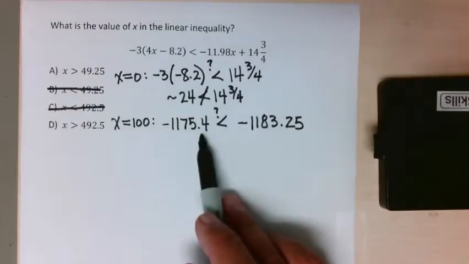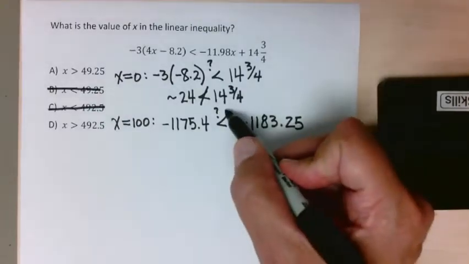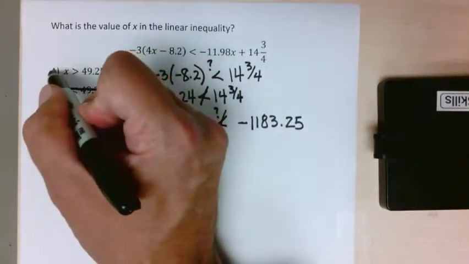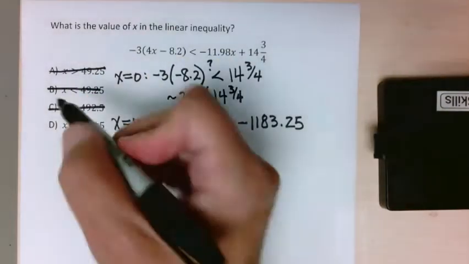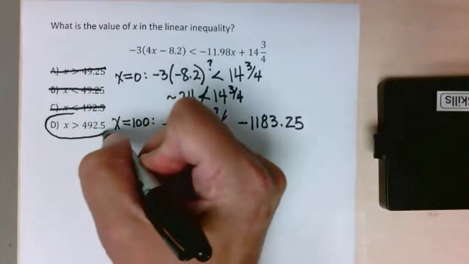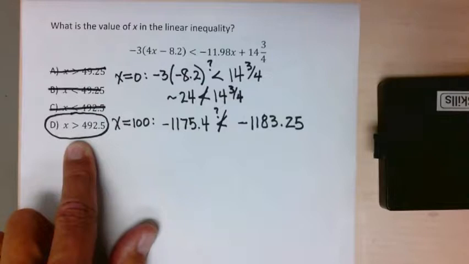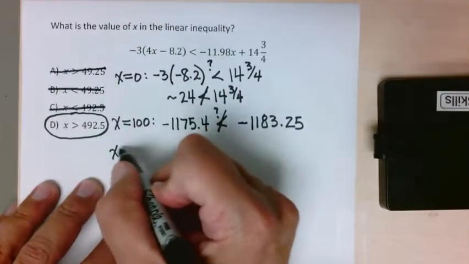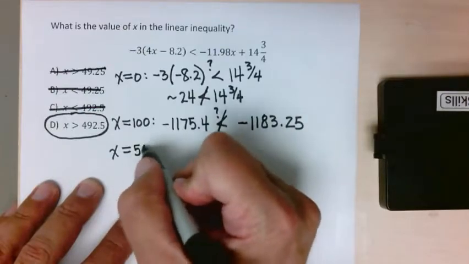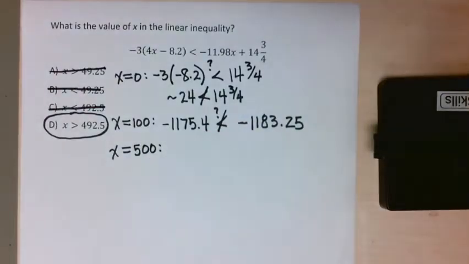This negative value is closer to 0 on the left-hand side of the number line than this one, which means that it is a greater value. So I now know that answer A is not correct, and therefore answer D must be the correct one. Now, if you're not convinced that answer D is correct, you could go back to your calculator and double check by picking a number that's greater than 492.5 and see whether or not the left-hand side is less than the right-hand side of the inequality. I'm going to go ahead and do that just for illustration. On a test, I would never actually do this because I wouldn't have enough time. But here I'm going to do it for illustration purposes.